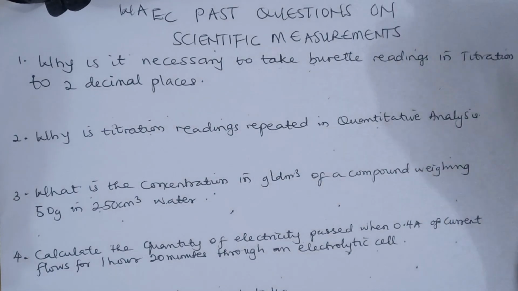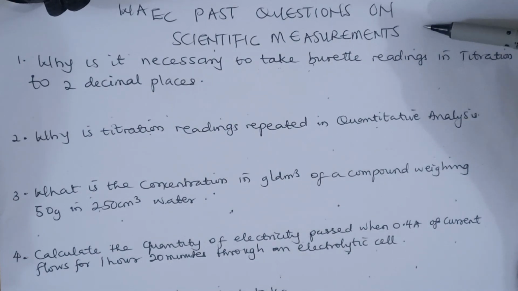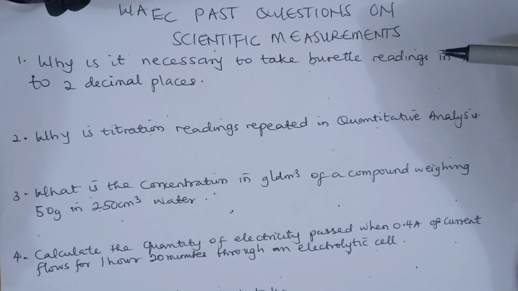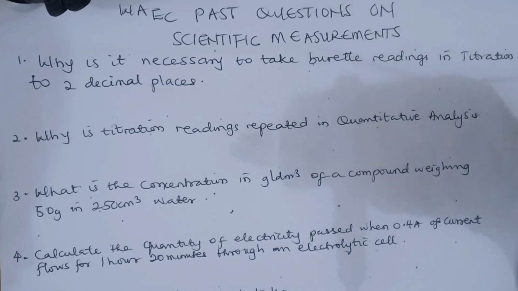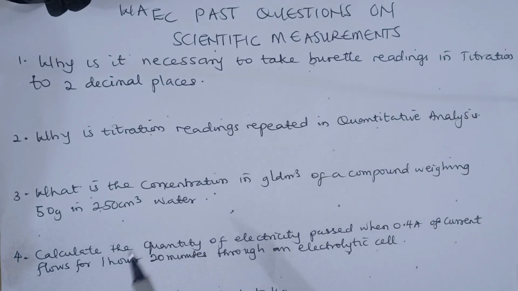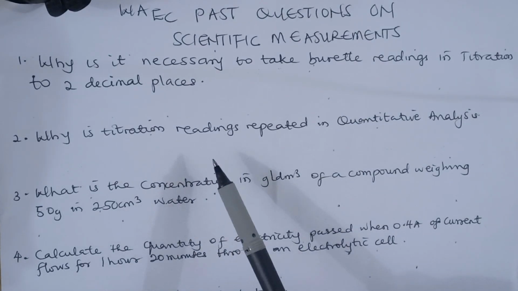Now, don't forget the topic we are treating is scientific measurement. So everything under measurement, which is precision, accuracy, fundamental unit, derived unit, conversion of units are very, very important. And so in burette reading, it is important to take our readings to 2 decimal places so as to get our precise values, because most of these values can be used to calculate other parameters.